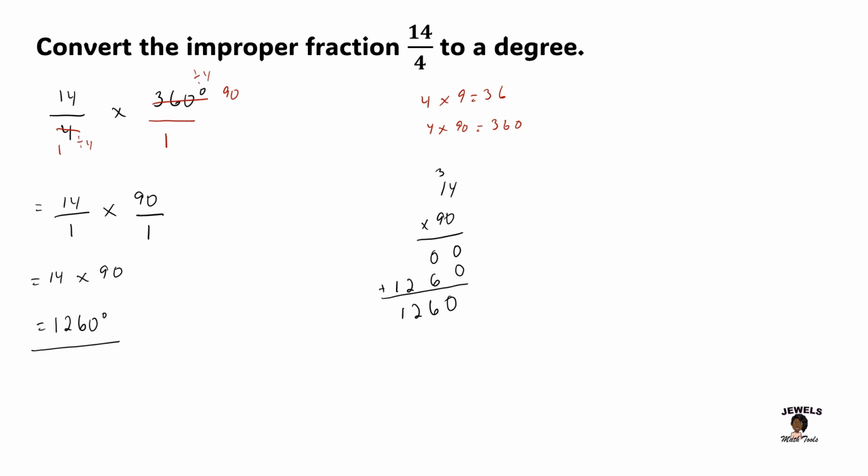Now, in getting this answer, I don't want you to feel alarmed and think that your answer is incorrect. Remember that we started off with an improper fraction, which means that our numerator was larger than our denominator. So naturally, when you get degrees for this type of fraction, the degrees should be larger than 360 degrees because remember that the numerator was larger than the denominator.